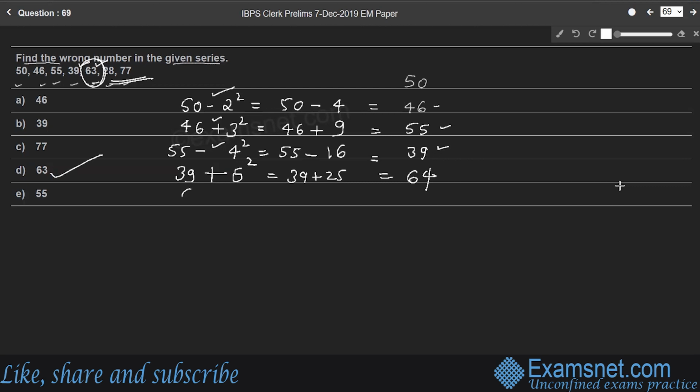Here, the next operation must be minus 6 squared, which is 64 minus 36, which is 28. So that is correct in the given series. Whereas the next number is 28 plus 7 squared, which is 28 plus 49, which is 77. This is also correct. The only wrong number is 63. Hence option D.